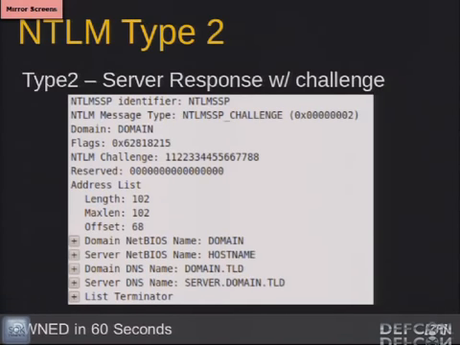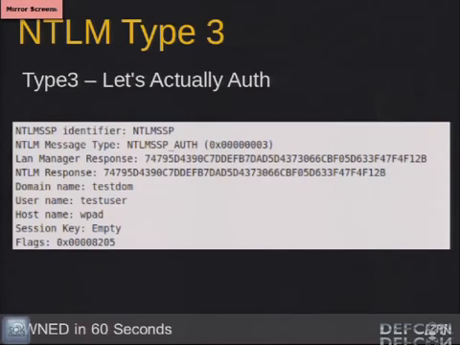So the server responds with a type 2 message saying, all right, here's what I support, here's my domain name, here's my host name, and here's its challenge. Use this challenge to salt your password hash with, so it's unique every time and you can't replay it back over and over and over in the same request. Then the client authenticates with a type 3 message.